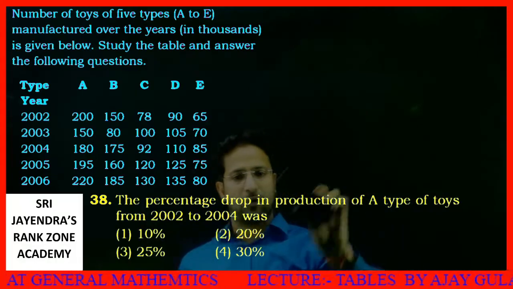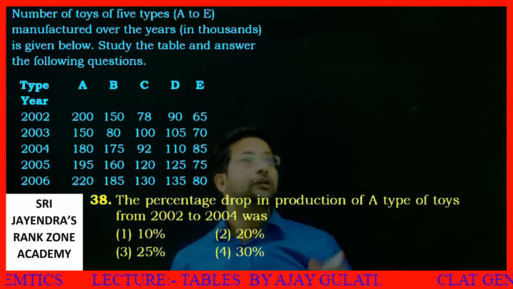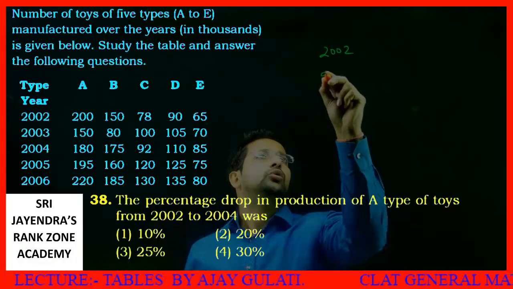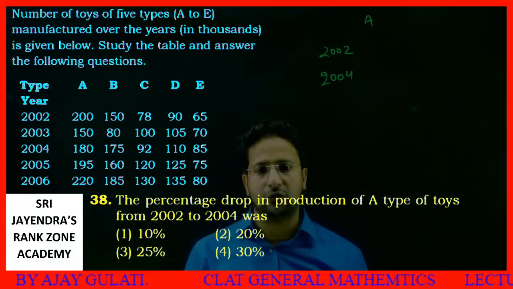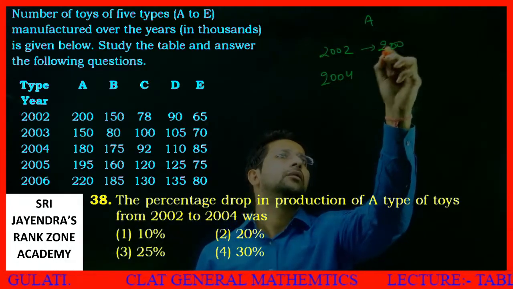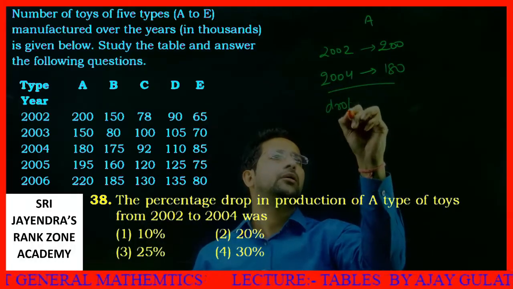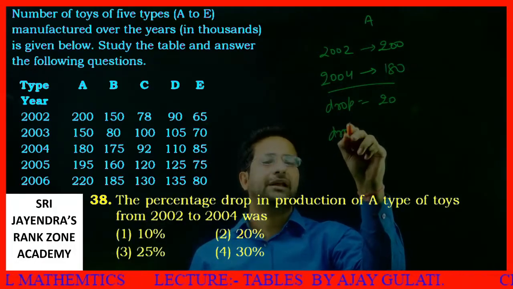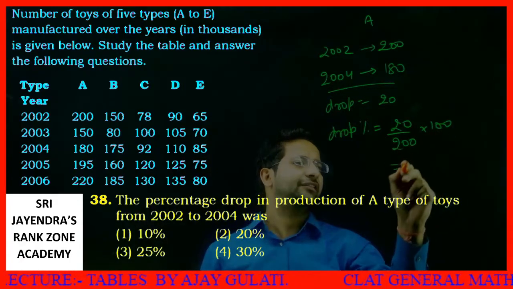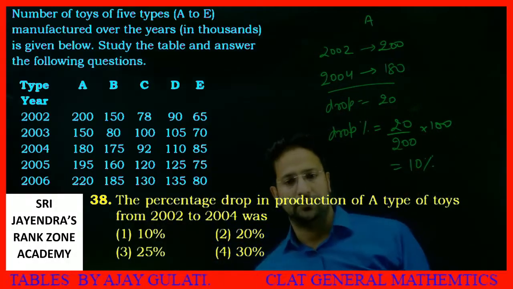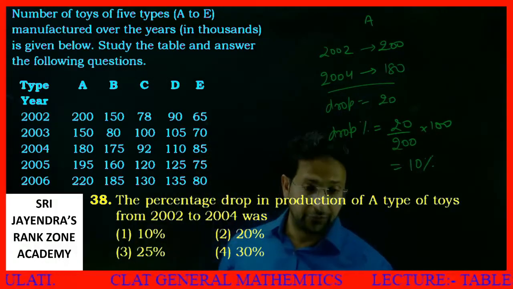The percentage drop in production of A type of toys from 2002 to 2004 is. 2002, 2004, type A toys. In 2002, type A toy was 200. In 2004, it was 180. So how much is the drop? Drop is 20. If somebody asks me drop percentage, it will be 20 by 200 into 100. That is easily, someone can say 10%. Easy to calculate. So now move to the next question.